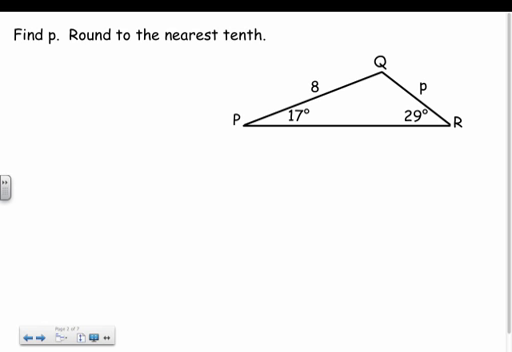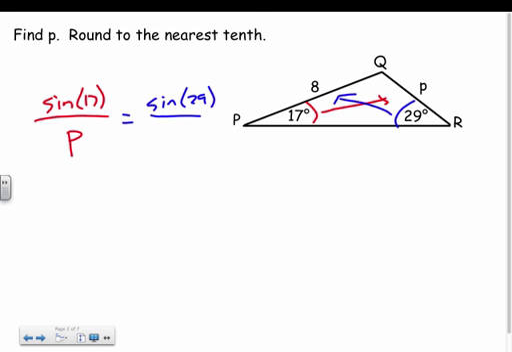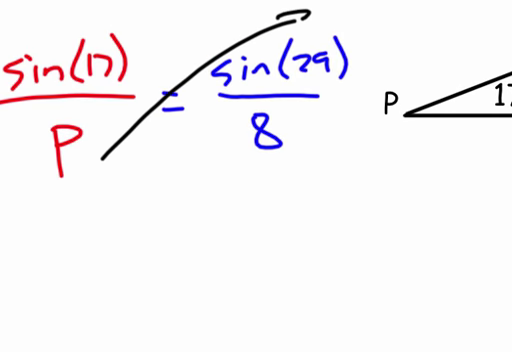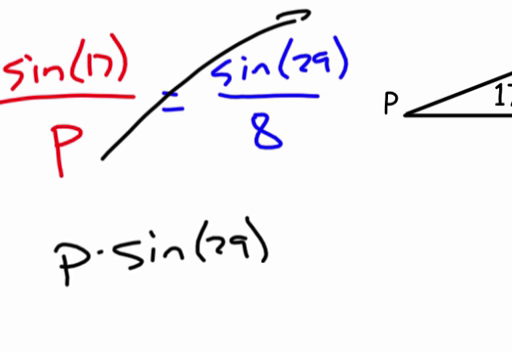Just grab one of the angles. I'm going to start with sine of 17. I put that over its side opposite, which is P. Then I set that equal to, check your other measure, sine of 29, and put that over its side opposite, which is 8. Now you get a proportion to solve, and it's just our cross products. So I'm taking P times sine of 29 and setting that equal to 8 times the sine of 17.